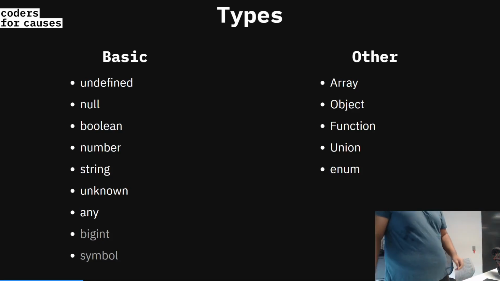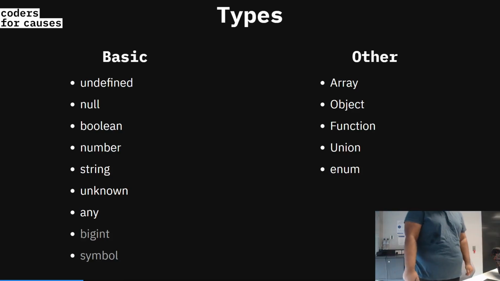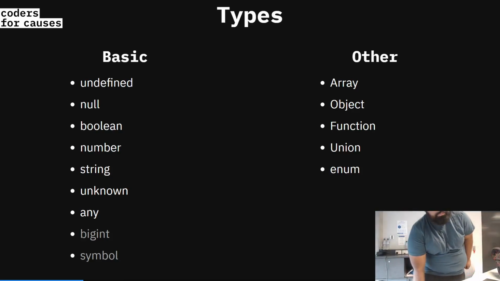So yeah, and then there's two other types, big int and symbol, which we won't get into. Big int is for extraordinarily large numbers, so think bigger than long in Java. And then symbol is a complex type, we won't get into.